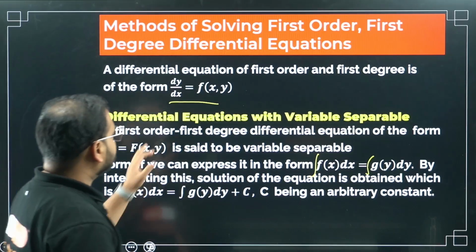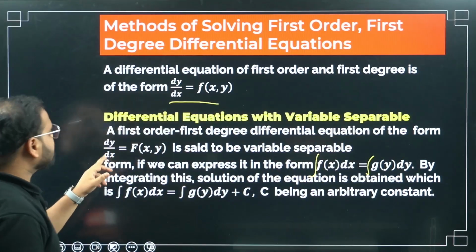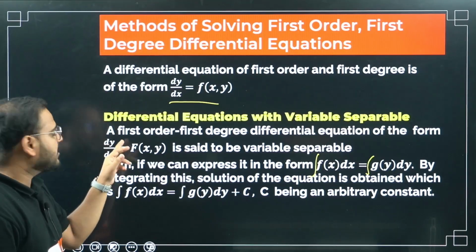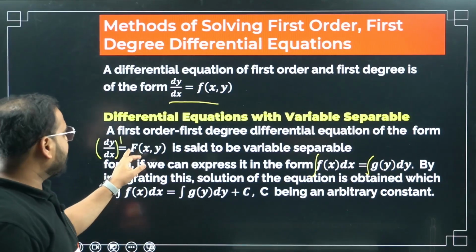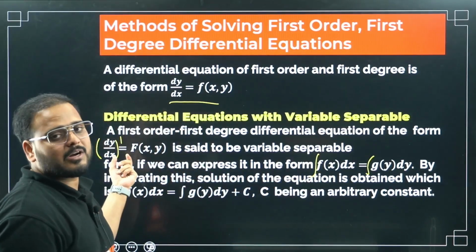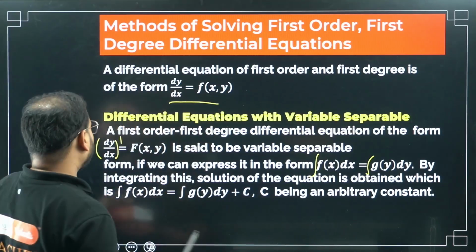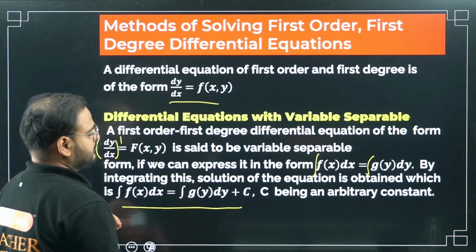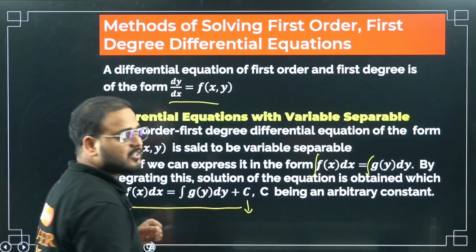A first order, first degree differential equation of the form f(x, y). First order because it is the first derivative, first degree because the power is 1. From there we'll separate the x terms on one side and the y terms on the other side of the equals sign, and then we'll have a result like this. What is c? This is the constant of integration.